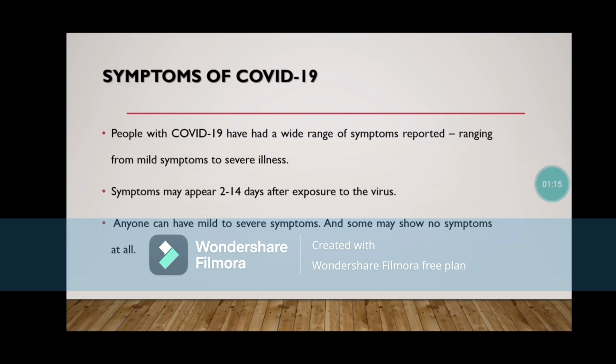Symptoms may appear 2 to 14 days after exposure to the virus. Once a person is exposed to the virus, within this period of time, he starts getting symptoms.